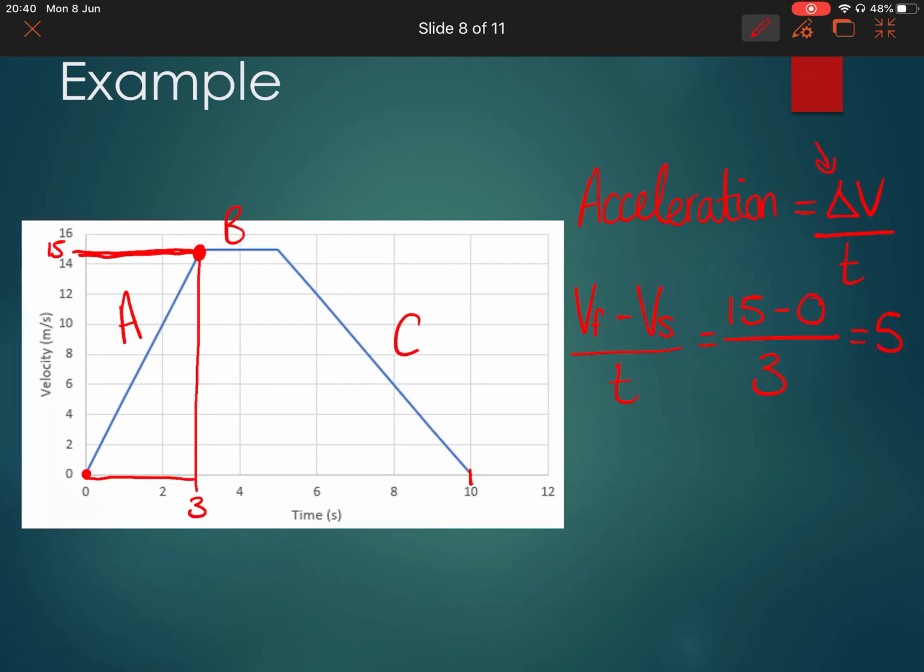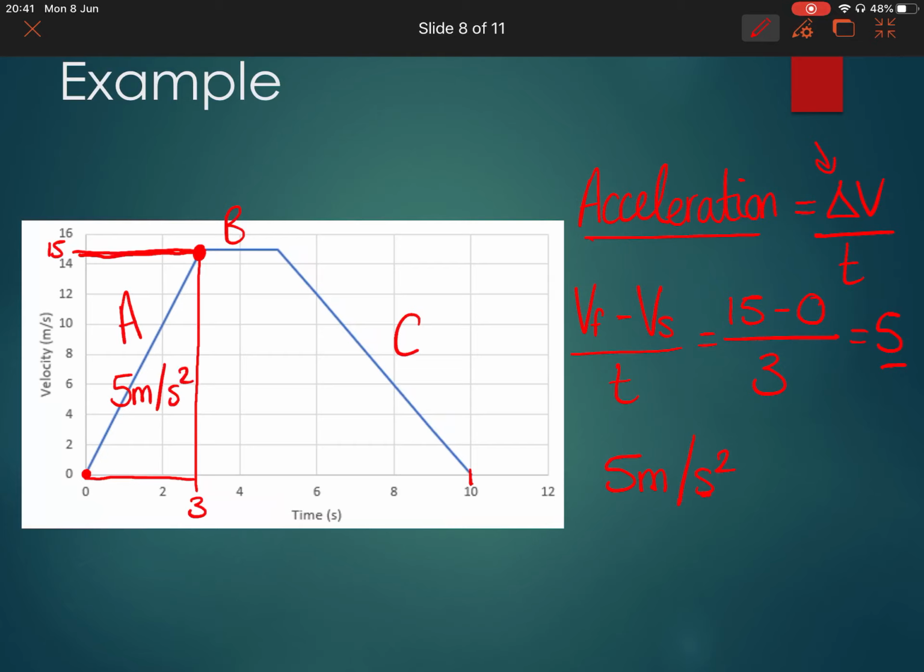So our acceleration for that section is 5, and the units are meters per second squared. So that means for every second, they're getting 5 meters per second faster. So the acceleration for section A is 5 meters per second squared.